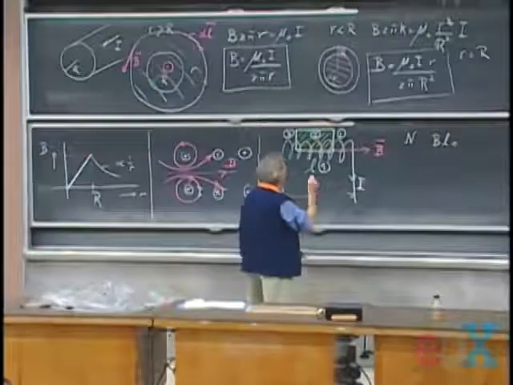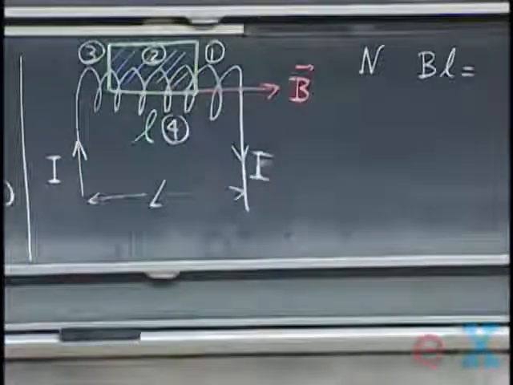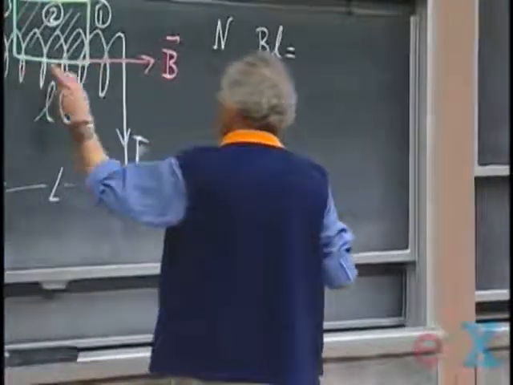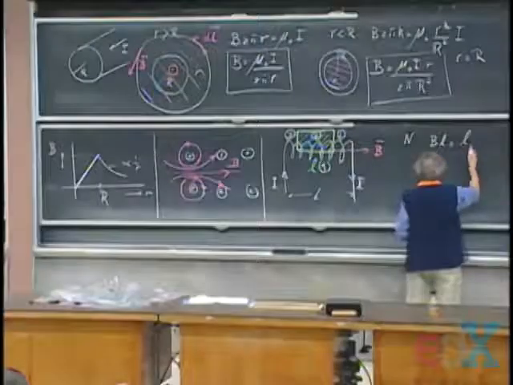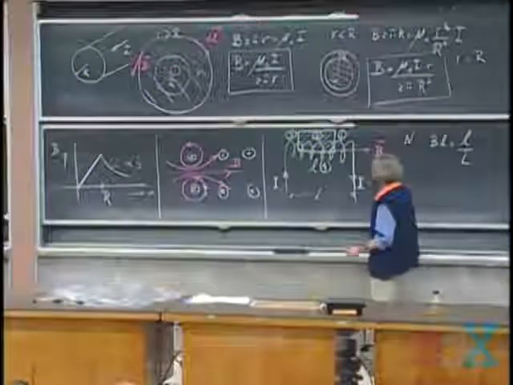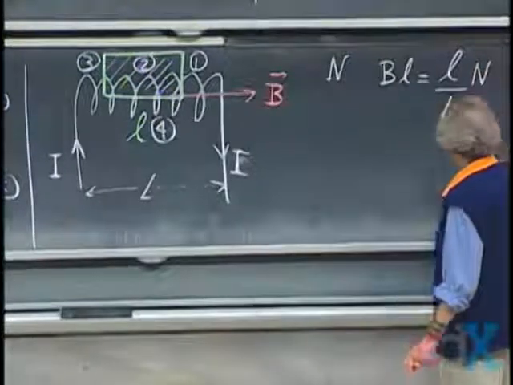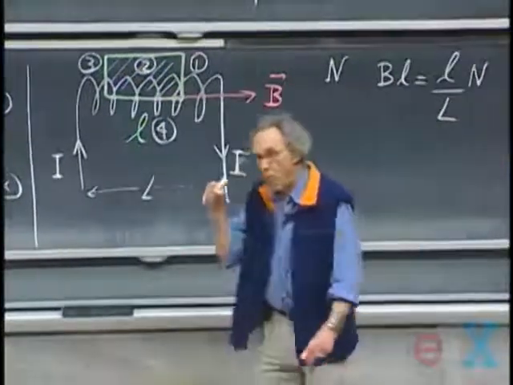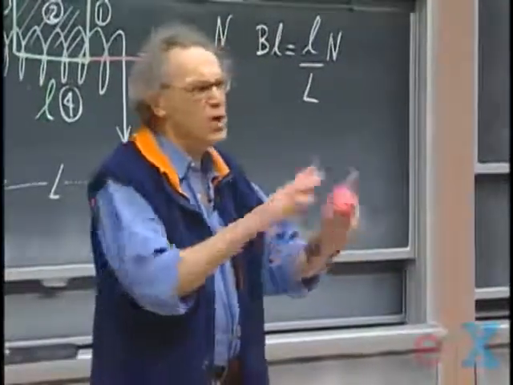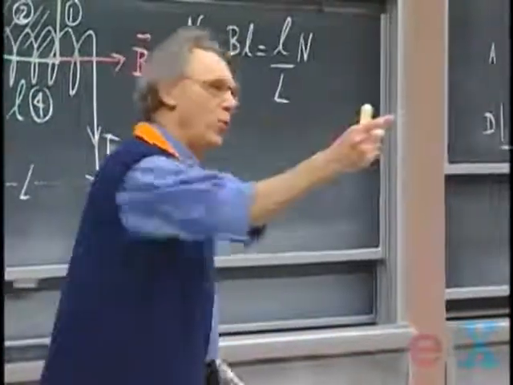The current that penetrates that surface, I have to know how many times this winding pokes through that surface. If the length of my rectangle is little l, and if the length of the solenoid is capital L, and if there are n windings on capital L, this is the number of times that the current pokes through that surface. Uniquely defined. I have a surface now. There is no such thing as I enclosed. There is I penetrate through that surface.